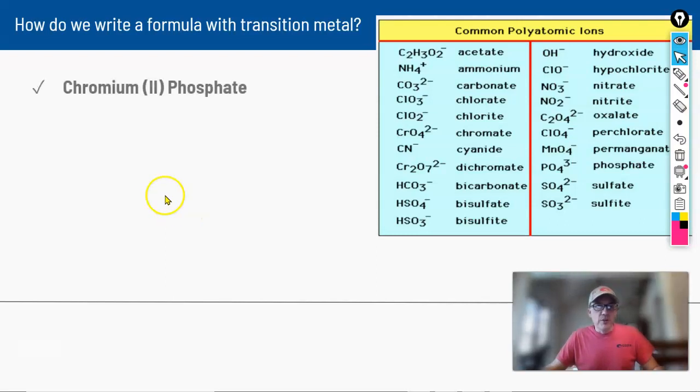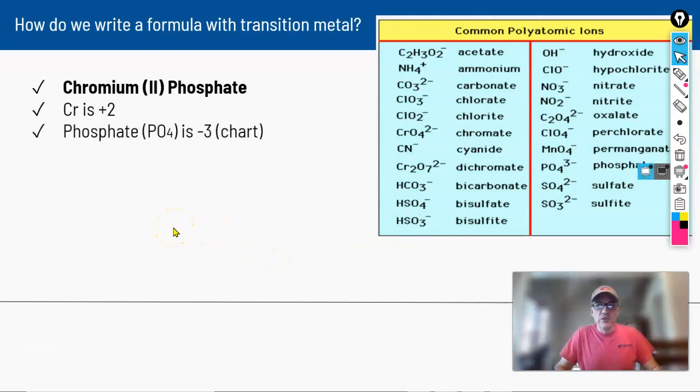What if we have a transition metal? Again, this should be pretty easy. Chromium 2 would have a charge of +2. Phosphate is not phosphide. So for phosphate, we need to come over here on our chart and look at it. We get PO4, which tells us what the charge is there. It's a -3. We can crisscross those.